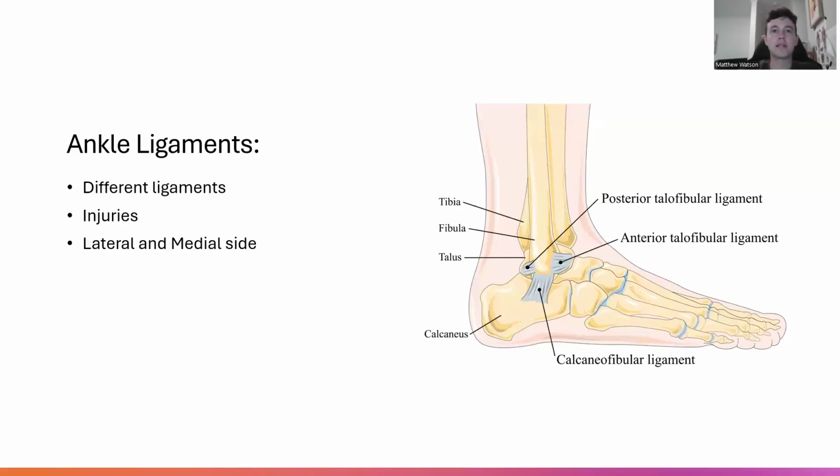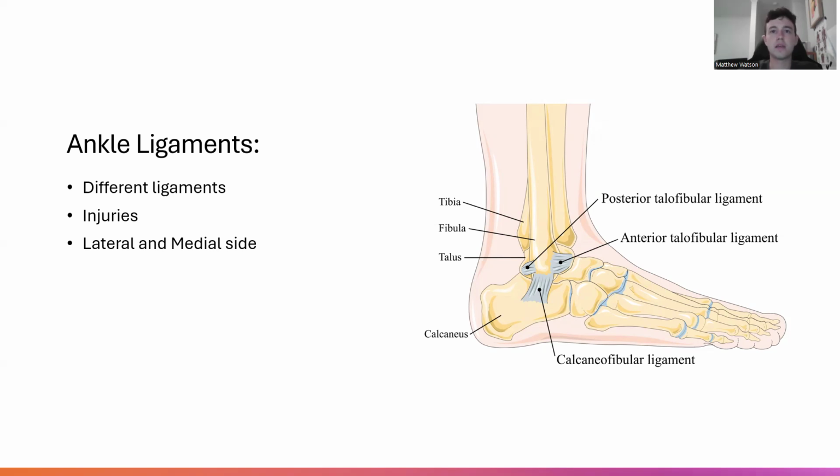The running-related injury investigated today is ankle sprains. There are several ligaments involved in an ankle sprain. These complex ligaments allow for stabilized ankle movement. On the lateral side of the ankle, connecting to the lateral malleolus of the fibula, are three important ligaments.